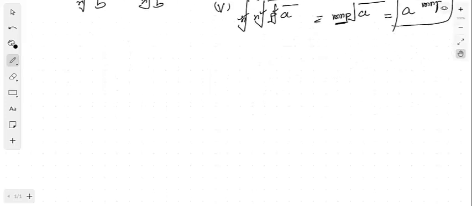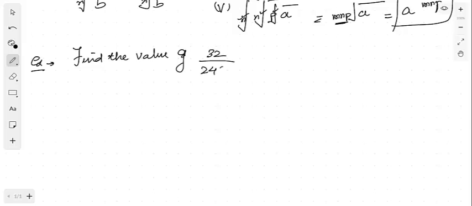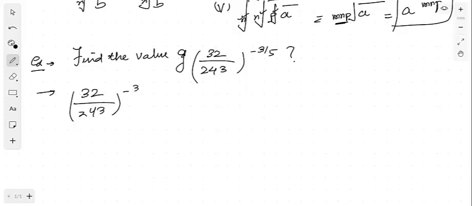You see, these are very easy. I'll provide you these properties in the notes also. Just learn these properties so that you'll be able to solve the questions which are on indices, surds, and logarithms. And the questions are very direct like this. Find the value of 32 divided by 243 to the power, let us say, minus 3 by 5. You have to solve this value.